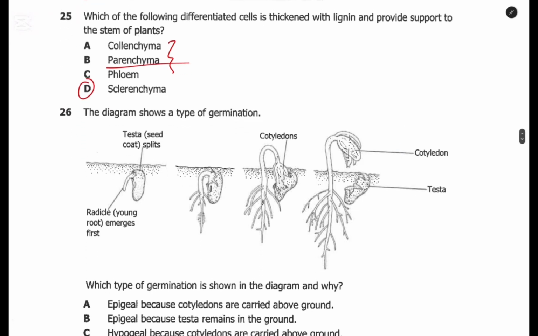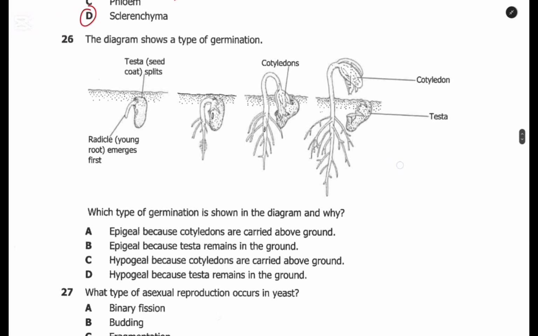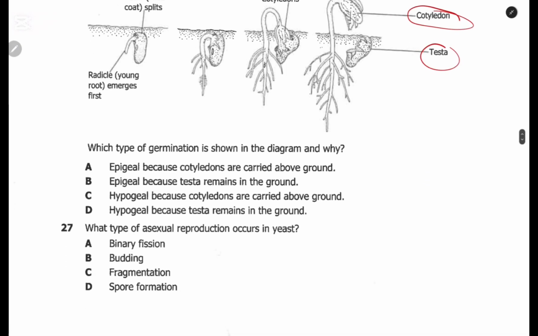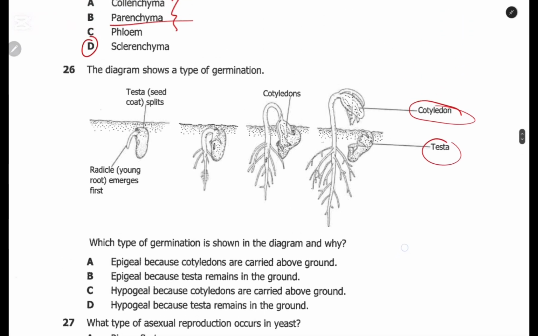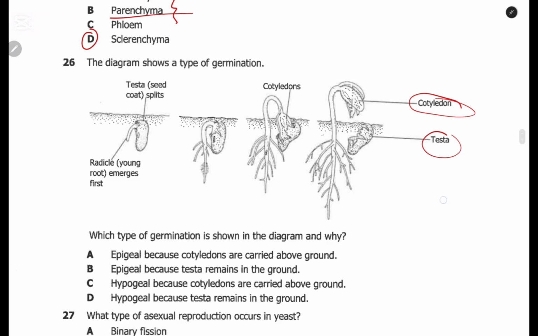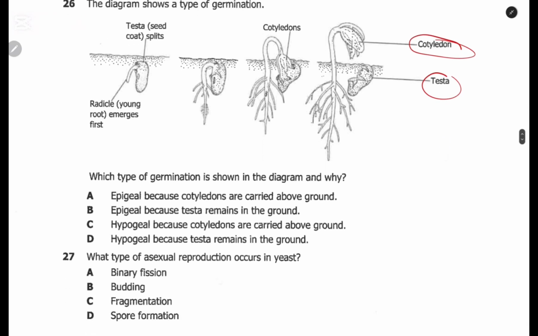All right. Question 26. The diagram shows a type of germination. As you can see, testa, coat, split cotyledon. What type of germination is shown in the diagram? There are two types of germination, hypogeal and epigeal. See this. What happens when the shoot comes out? Nothing really remains inside, just the testa, but the whole part comes out. And what kind of germination is that? That is called epigeal germination.